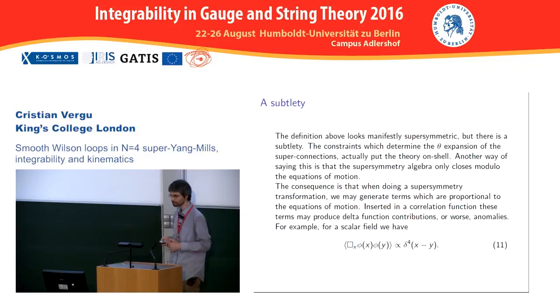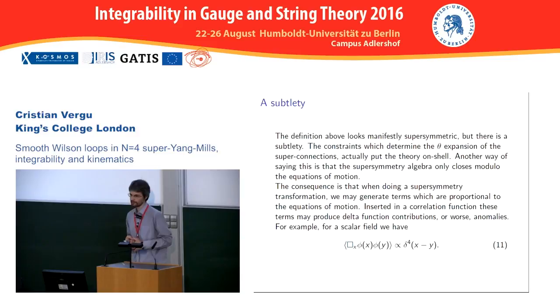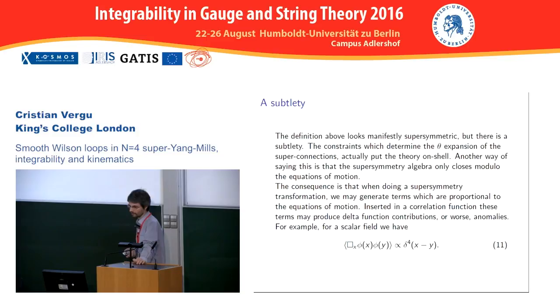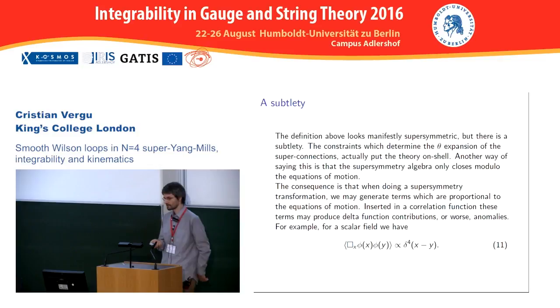Okay, so now comes the subtlety that I mentioned. I'm just going to explain briefly, without going into too many details. I told you that the definition above is manifestly supersymmetric, and this is true up to a certain detail, which has to do with the fact that the constraints which I use to compute this theta expansion put the theory on shell. It's equivalent to saying that the supersymmetry algebra only closes modulo the equations of motion.